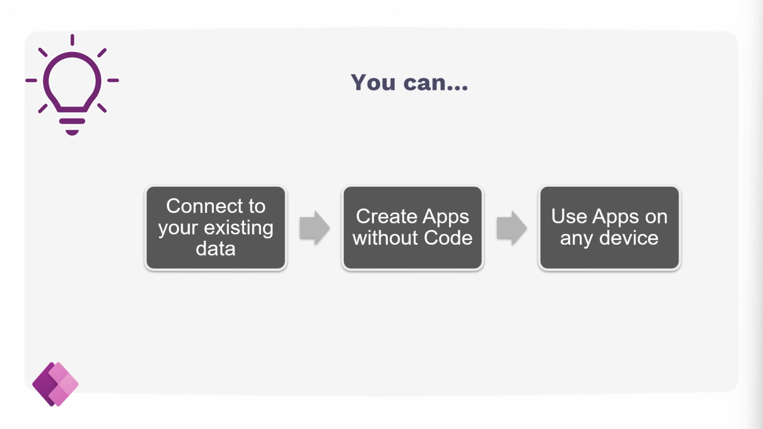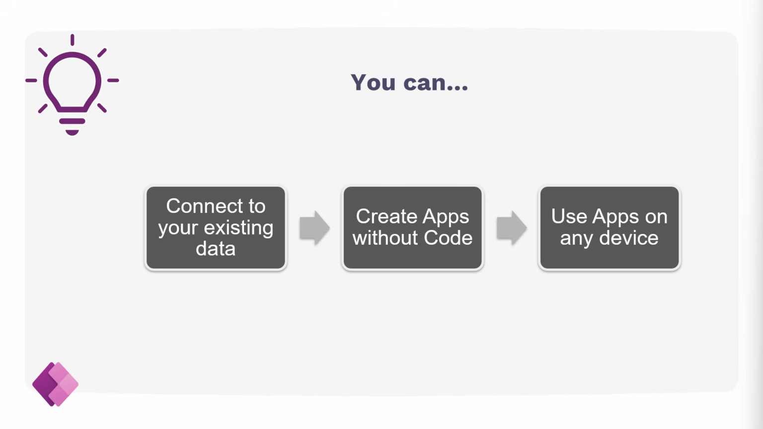Now, just a couple of things to note about Power Apps. What can we do? Well, we can connect to our existing data. So more than likely, we already have a lot of data sets that we want to create an application from so that we can manage the data more efficiently while on the go. We can create apps without code. So we'll take a look for our first lesson. We'll go ahead and create an app from an existing Excel file, and Power Apps will take a look at the data and create a 3-screen app for us as well.